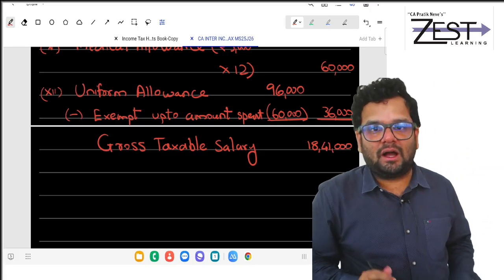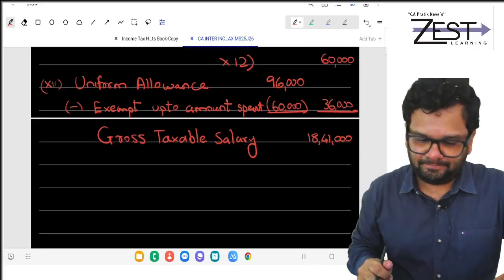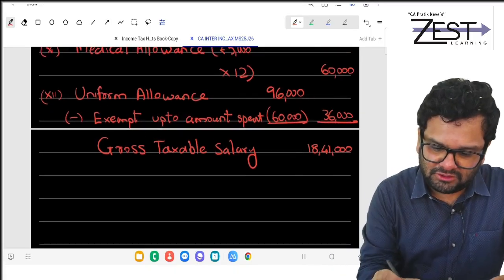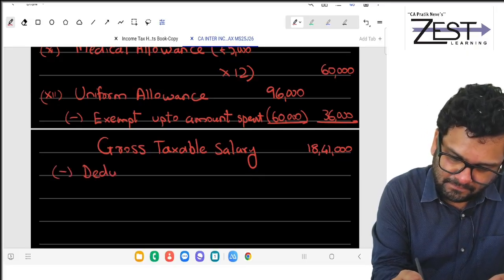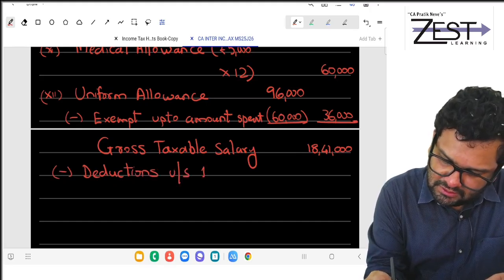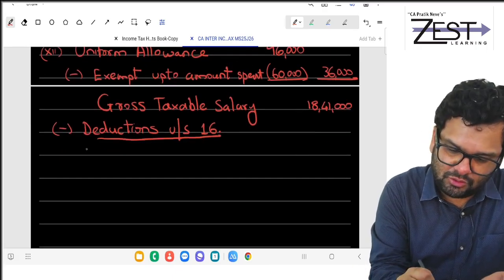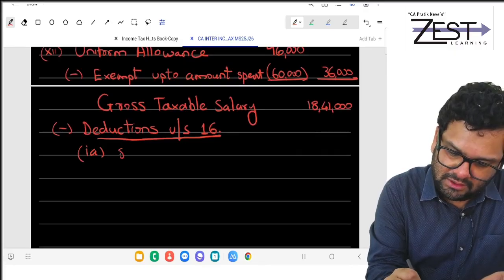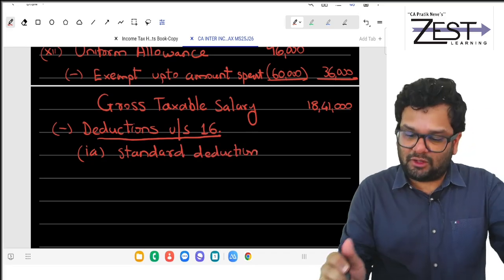I hope you are following the amount columns well and you have done it with pencil. After gross taxable salary, less deductions under section 16. What deductions do you have? 1A, standard deduction. How much? Yes, very good. Standard deduction will be 75,000.